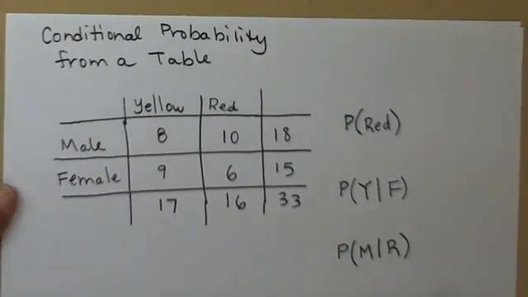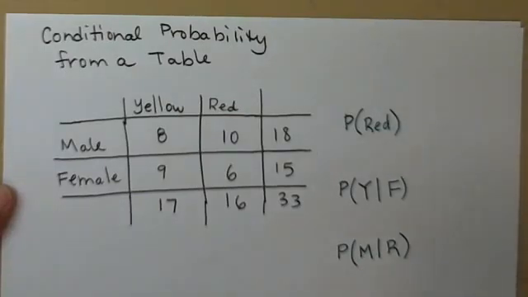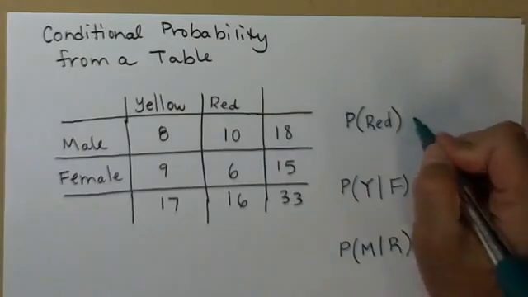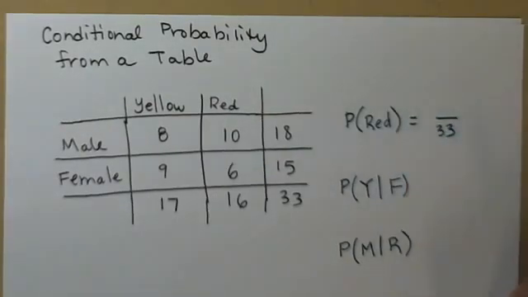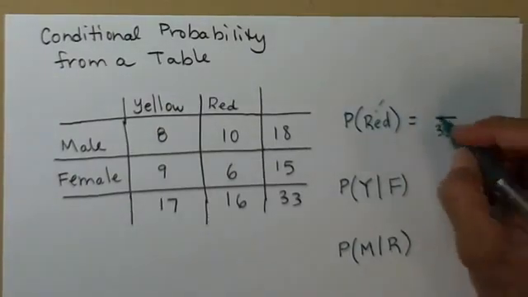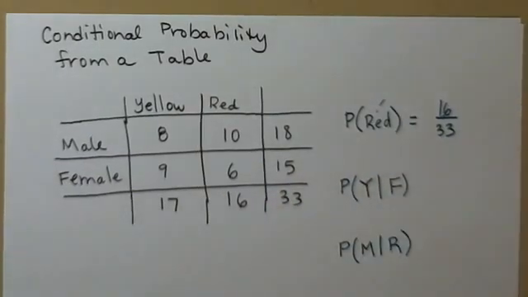So let's talk about just a basic probability. What's the probability that if I grab a person at random out of my sample, that person preferred red? Out of the 33 people I asked altogether, the number in my sample space, how many preferred red? This is my acceptable outcome. There were 16 red lovers in my group.